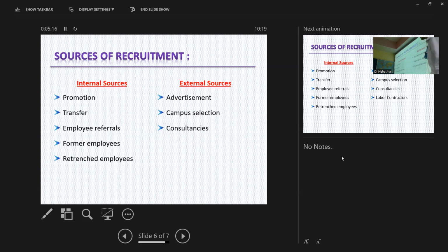The third is consultancies. There are some consultancies that fulfill the job requirements of the organization, and they provide candidates for hiring. And labor contractors, which are just a part of the lower level of labor. It means the contractors provide laborers to perform labor work.